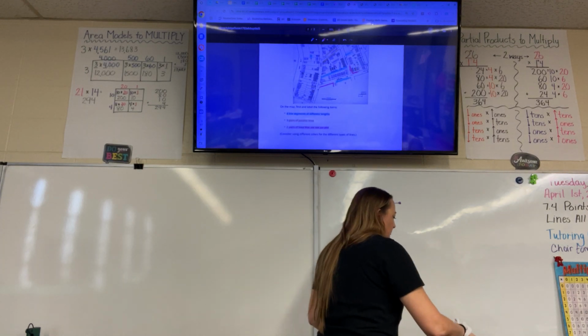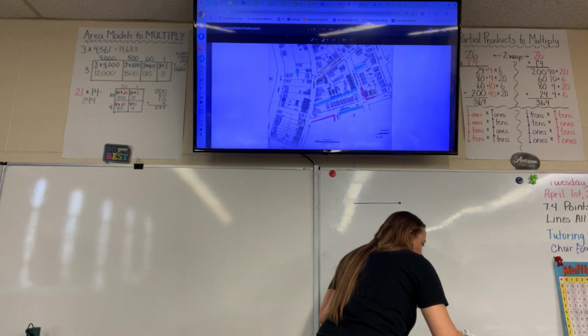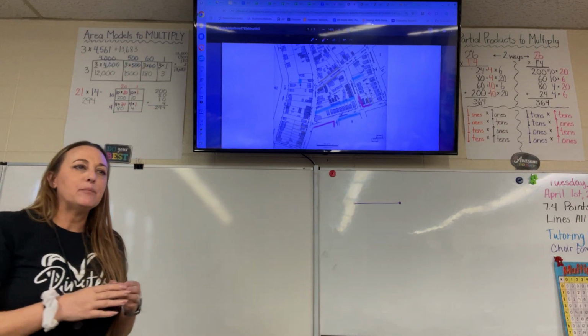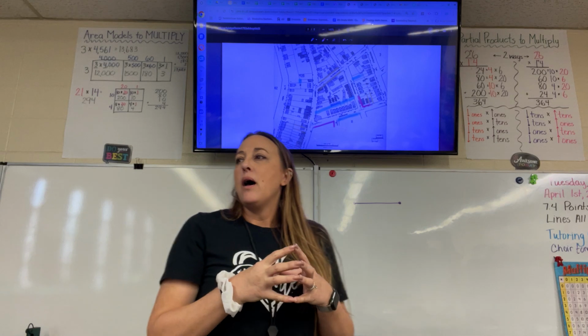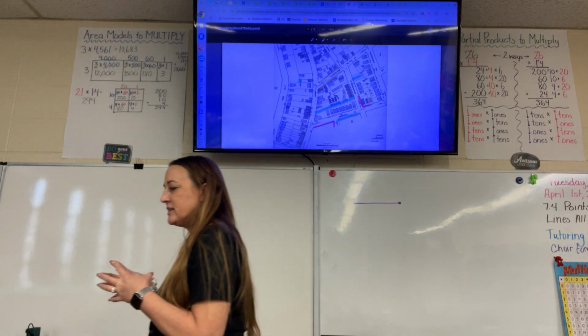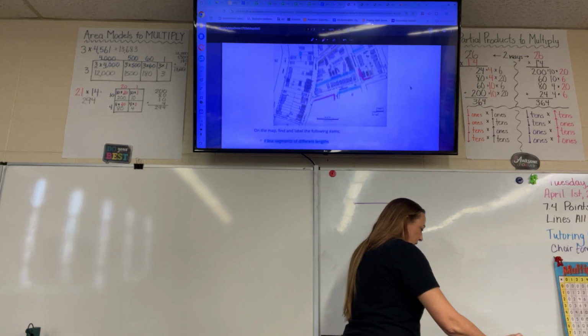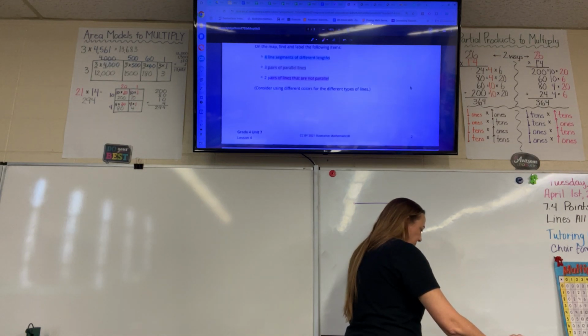Okay, so does that make sense, how you can use a map to find parallel line segments and intersecting lines? Understandable. Okay, now close up your highlighters and we're going to go to the next page.